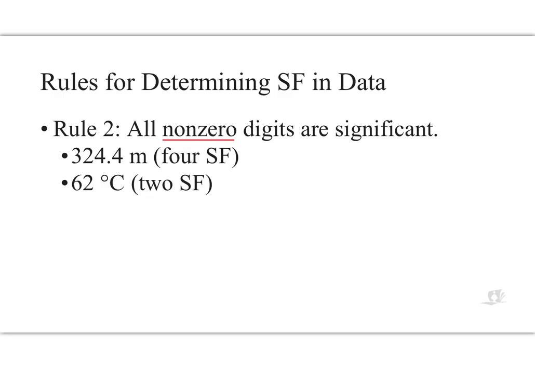Rule number two, all non-zero digits are significant. So if I look at this, 3, 2, 4, and 4, all of those are significant. There are four significant figures here. 62 degrees, 6 and 2, two significant figures. So it's really easy when you have non-zeros. Those don't ever cause a problem. Non-zeros are always significant.